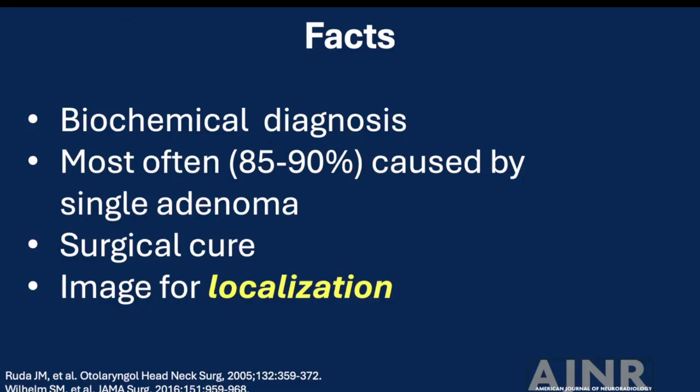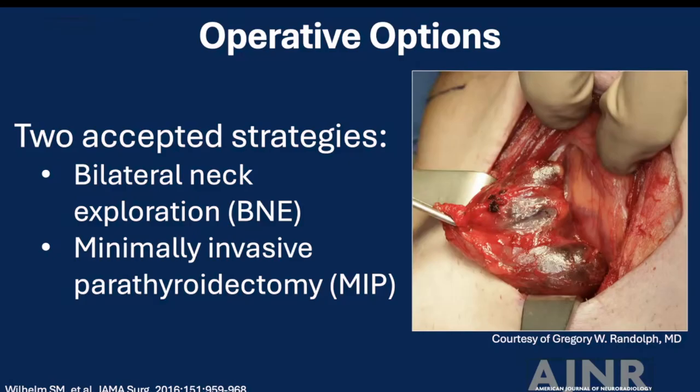Primary hyperparathyroidism is diagnosed biochemically, primarily based on serum calcium and serum parathyroid hormone levels. It is most often caused by a single parathyroid adenoma, meaning a one-gland problem. However, it can less often result from an abnormality of multiple parathyroid glands. Primary hyperparathyroidism is cured by removing the abnormal parathyroid tissue, whether that's one or multiple glands. The reason for imaging is to localize the abnormal parathyroid tissue that the blood tests have already told us is there. There are two accepted parathyroid operative strategies, and I think it's worth knowing a little bit about both.